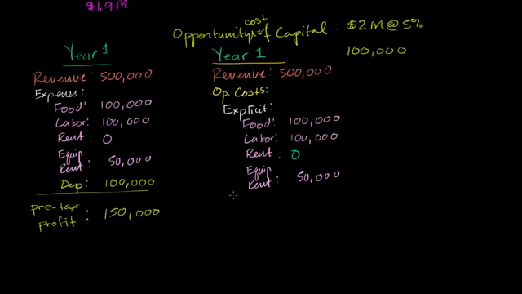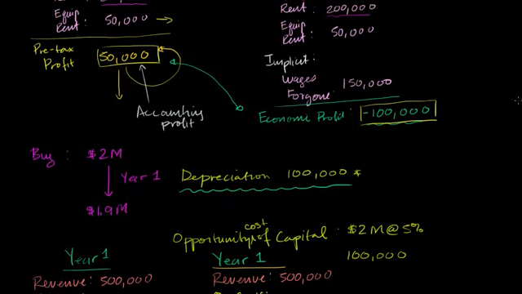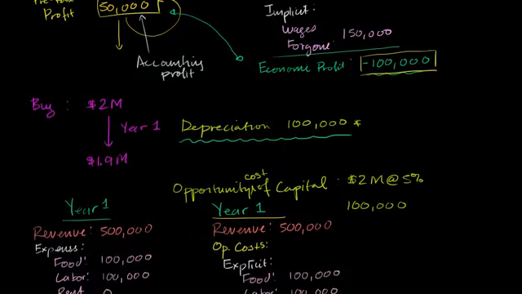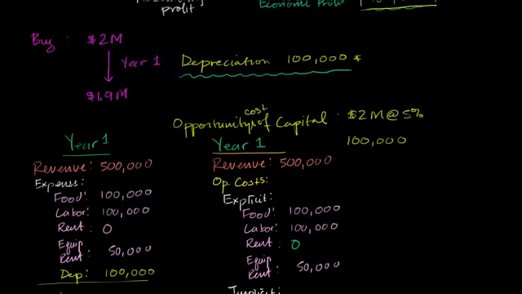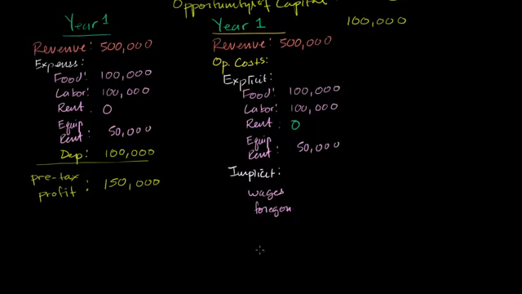But now let's think about our implicit costs. Well, we still have the same implicit costs that we had up here. We have the wages foregone. We talked about maybe I was a doctor and I'm not working as a doctor to run this restaurant. So my wages foregone are $150,000. Actually, I think wages lost are $150,000. And now we have the depreciation on top of that.